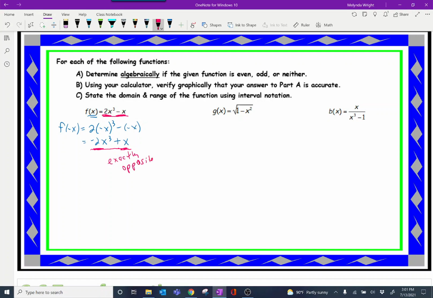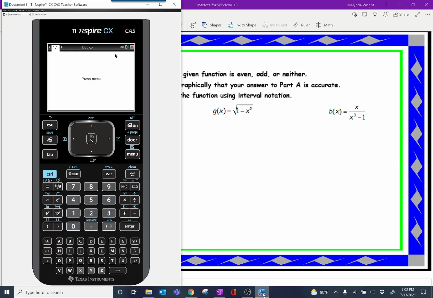So therefore, this is odd. All right, so then let's take a look at our calculator. We have our calculator pulled up. Let's go ahead and add graphs. Let's take a look at what this graph looks like.